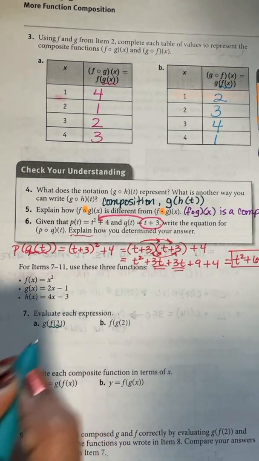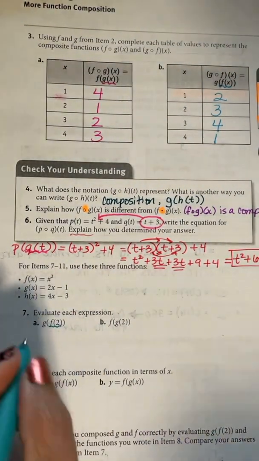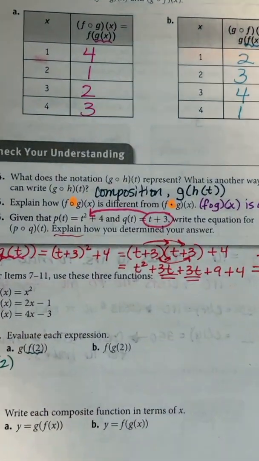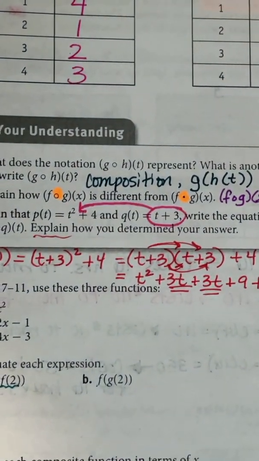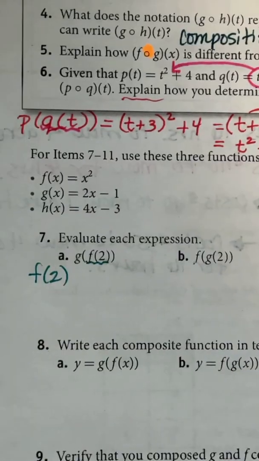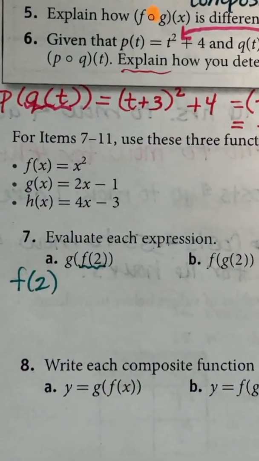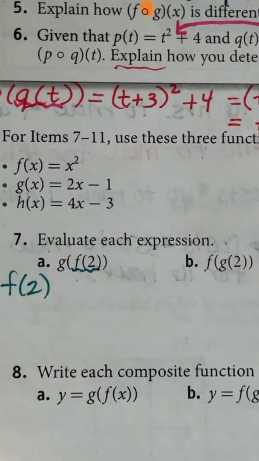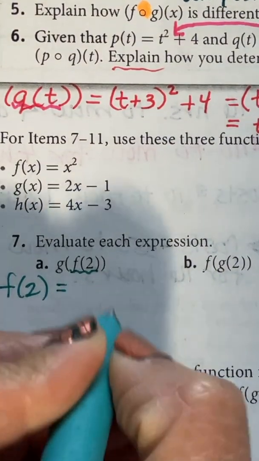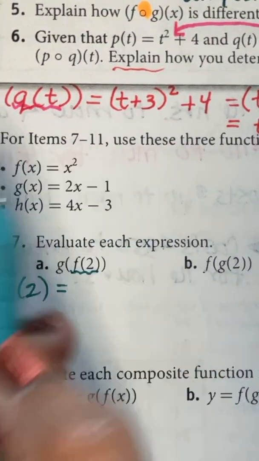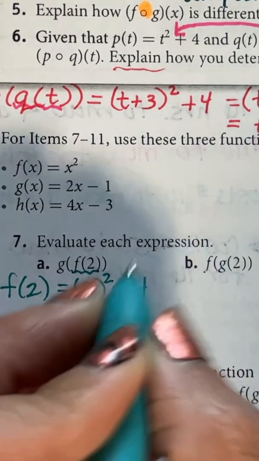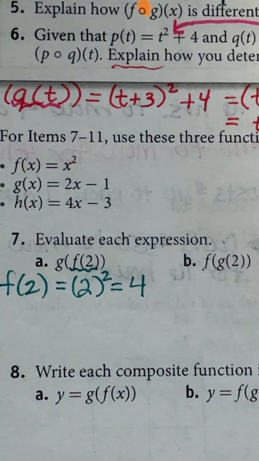So we first need to work on the inside. So we need to find f of 2 first. I'm going to zoom in a little bit so you guys can see that a little bit better. All right, so f of 2. That means I'm going to take the f function, plug in a 2 for x, and I'm going to have 2 squared. Well, 2 squared is 4. So f of 2 equals 4.